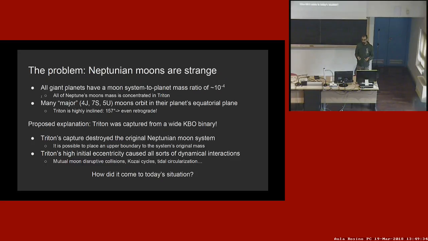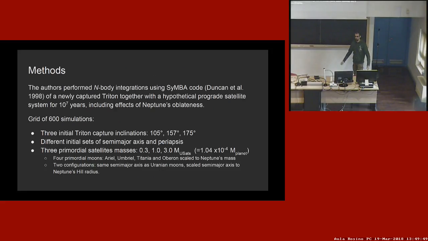Of course, the initial high eccentricity of Triton, because of its capture, has caused all sorts of dynamic interaction. It's a very complicated scenario. But the question is, how did we come to today's situation? So, methods. The authors decided to perform N-body integrations using this code by Duncan et al.